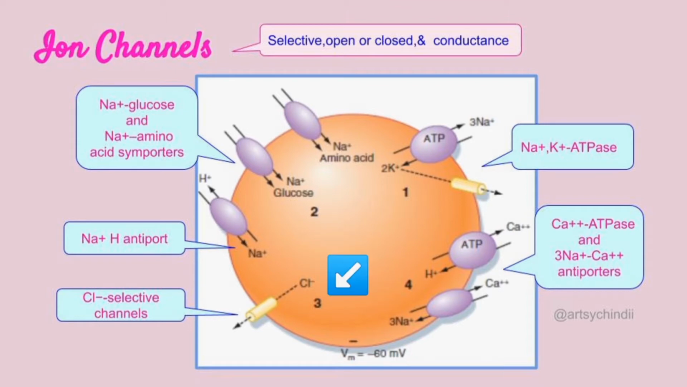In example number 3, the membrane potential drives chloride out of the cell through the chloride-selective channels, thus lowering the intracellular concentration below that of the extracellular fluid. Example number 4 shows that the 3-sodium calcium antiporter, along with the plasma membrane calcium ATPase, extrudes calcium from the cell, thus contributing to the maintenance of a low intracellular calcium.